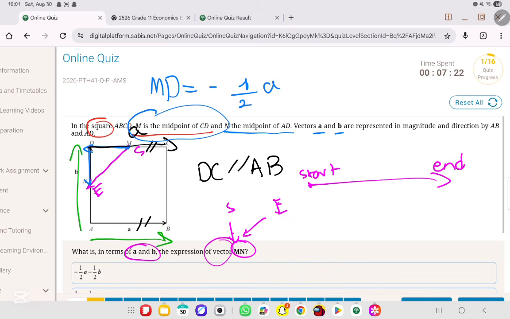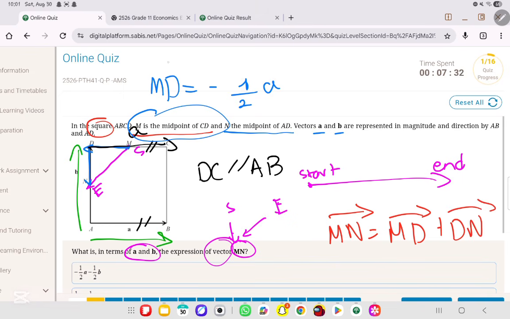Okay, so I forgot to write something important. To go from M to N, it's equal to going from M to D plus from D to N. So we already found MD, which is minus 1 over 2A. What's left for us to find is DN. How do we find DN? Very simply, we know that DA is parallel to CB. Because they are parallel, they're going to be equal. So if this is B, then this is also going to be B.